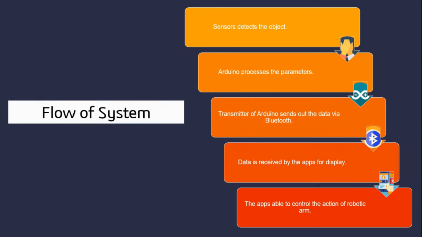How the system flows. First, the sensor detects the object. The Arduino processes the parameters. The transmitter of the Arduino sends out the data via Bluetooth. Data is received by the apps for display. The apps are able to control the action of the robotic arm.